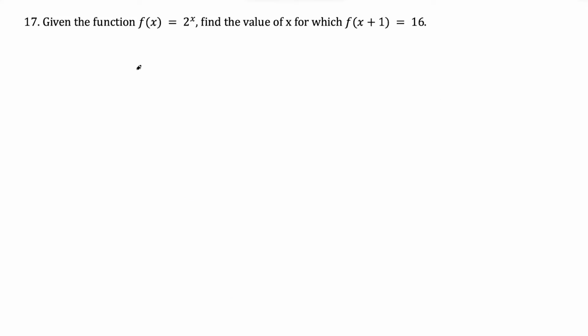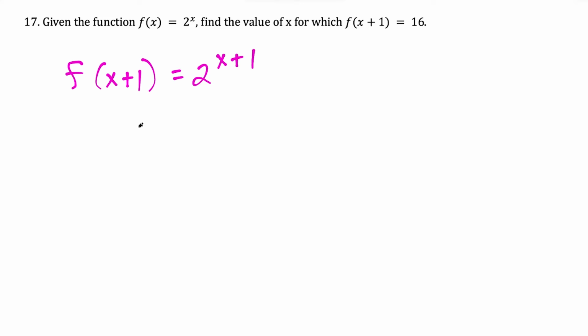Question 17, we have f of x, and we want to find the value of x for which f of x plus 1 is equal to 16. So for this one, we're going to take our function f of x, and in place of x, we're going to write x plus 1. So we have f of x plus 1 is equal to 2 to the x plus 1 power. And then from here, we're trying to find which value of x is going to give us f of x plus 1 equals 16.